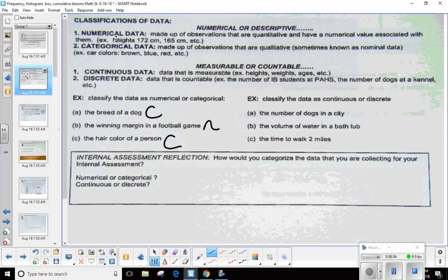So let's take a look at this example right here. Classify the data as continuous or discrete. The number of dogs in a city. That would definitely be discrete.